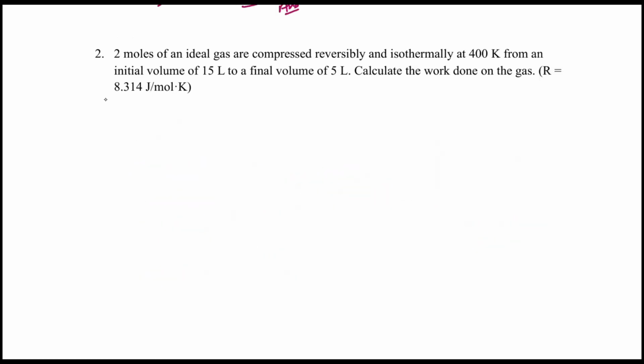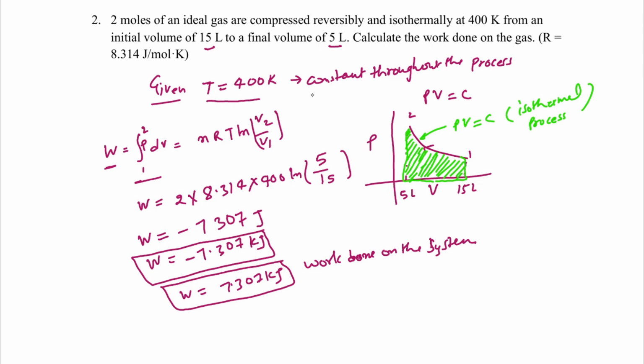Question number two. 2 mole of an ideal gas are compressed reversibly and isothermally at 400 Kelvin from an initial volume of 15 liter to a final volume of 5 liter. Calculate the work done on the gas. Here given R equals 8.314 joule per mole per Kelvin, and T equals 400 Kelvin. This is constant throughout the process, so this is an isothermal process.